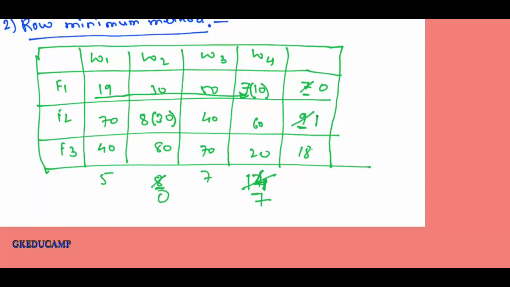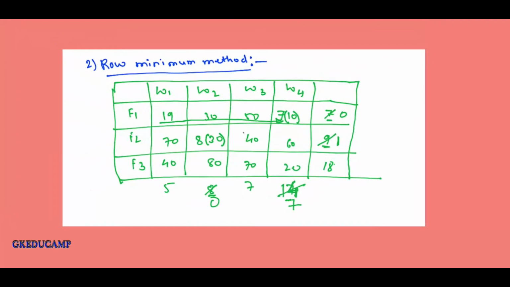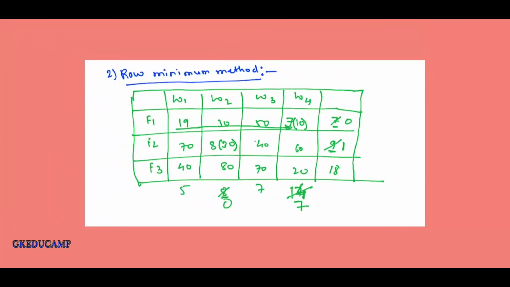Here 1 is the availability. And again here 40 is the minimum. So allocate 1 to the 40. Here you will get 0. Here you will get 6. And this row completes. And last one is the F3 row.